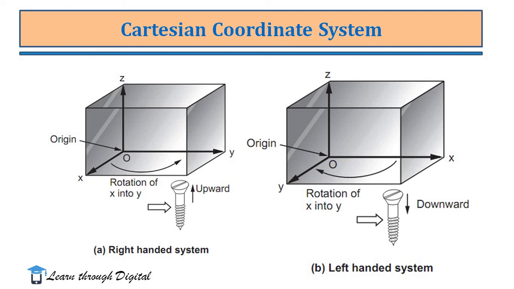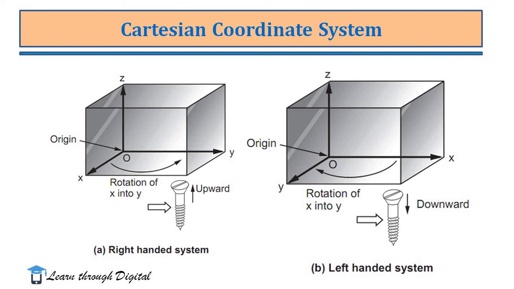There are 2 types of systems, called right-handed system and left-handed system. Figure A illustrates the right-handed system. You just note down. The right-handed system means if x-axis is rotated towards y-axis through a smaller angle, then this rotation causes the upward movement of a right-handed screw in the z-axis direction, which is shown in figure A.